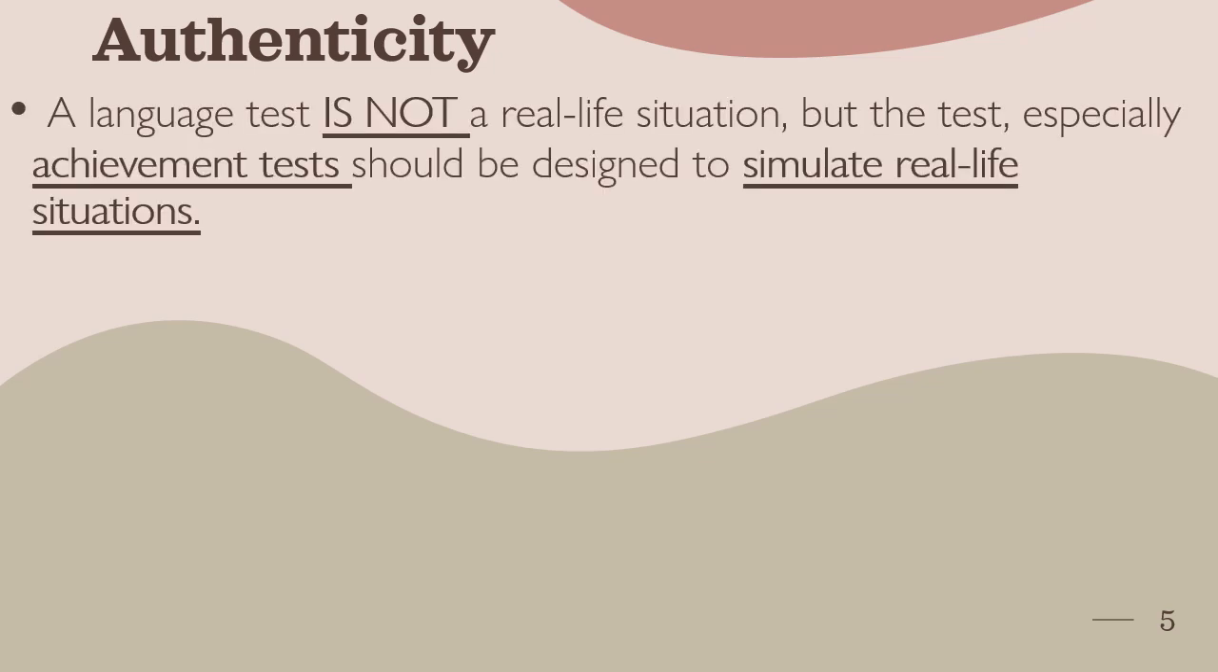Authenticity is another principle we need to keep in mind. Now, this term means real life, okay, or real situation. Even though a test isn't really real life, we should always try to simulate real life situations to the best of our ability. So again, a language test is not a real life situation, but the test, especially an achievement test, should be designed to simulate some sort of real situations, or at least create a sense of that authenticity. So that also comes down to what we choose, right?